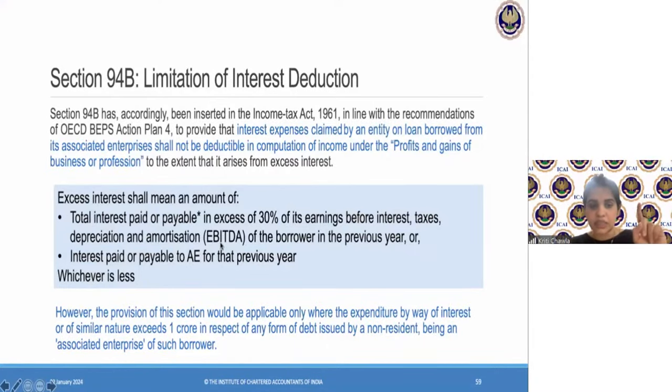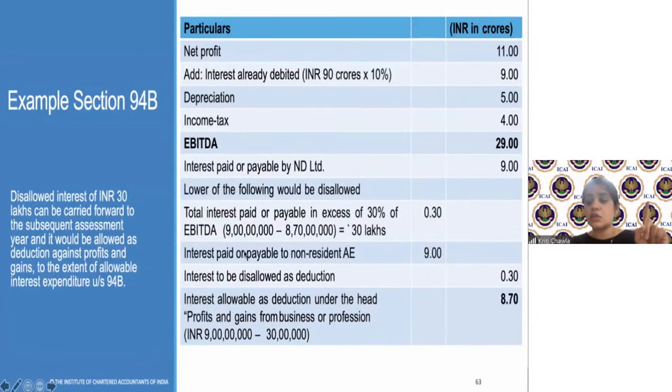So that is the first statement. That means total interest, which is 9 crore, minus 30% of EBITDA, 30% of 29 crore, which is 8 crore 70 lakh. So the first bullet point is total interest in excess of 30% of EBITDA, which is 9 crore minus 8.70, which comes to 30 lakh. So this is going to become 0.30. 30 lakh is written as 0.30.